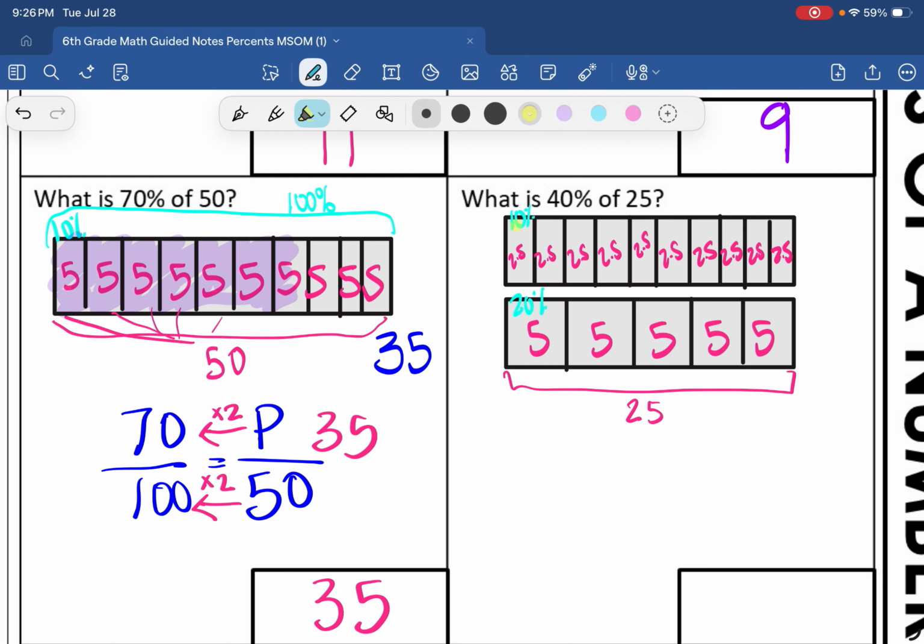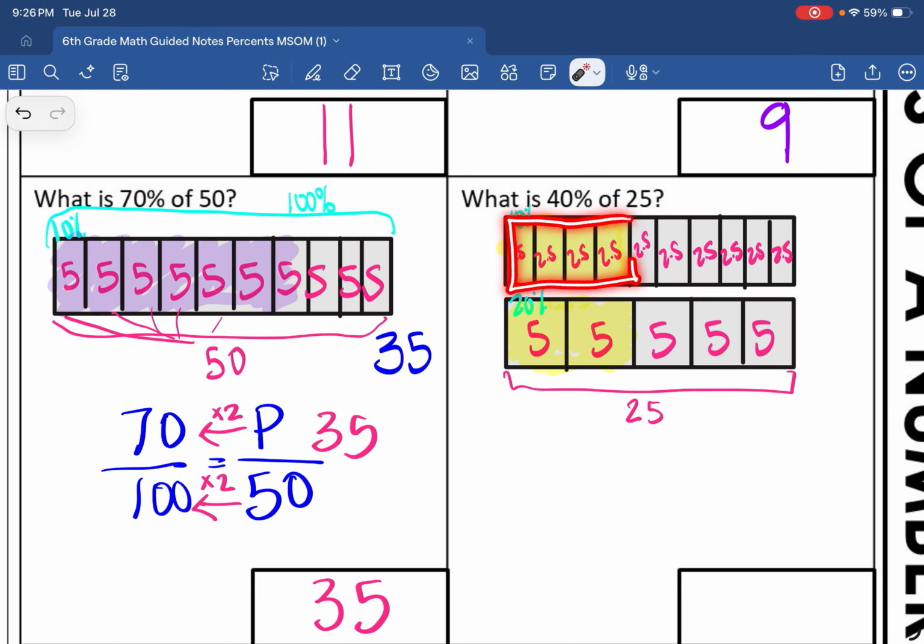Now it's asking me for 40%. So if I use the top bar model, that's going to be 4 sections because each one is 10. 10 times 4 is 40%. On the bottom, that would be 2 sections because each one is 20. So it would be 20, 40%. But notice it's the same value. 2.5 times 4 is 10, as well as 5 times 2 is 10.